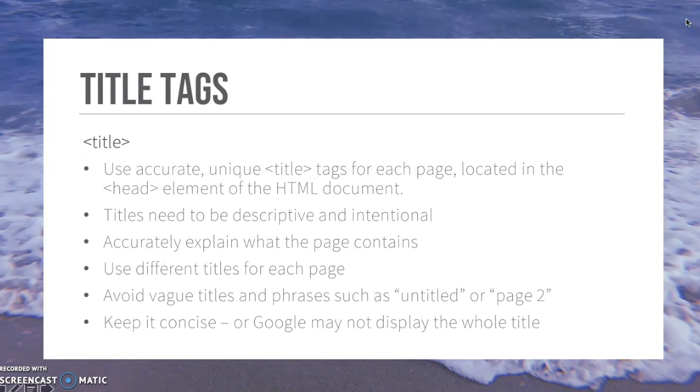So now we're going to discuss a few things you can do within your HTML to improve your search engine optimization. The first will be title tags. It's very important to use accurate and unique title tags for each page, and the title tags are located in the head element of the HTML document. These titles need to be descriptive and intentionally chosen. They should also accurately explain what the page contains, and it's really important to use different titles for each page rather than just using the same title all across the board. You also need to avoid using vague titles and phrases such as untitled or page 2. It's really important to keep it concise because Google may not display the whole title if they're too long.